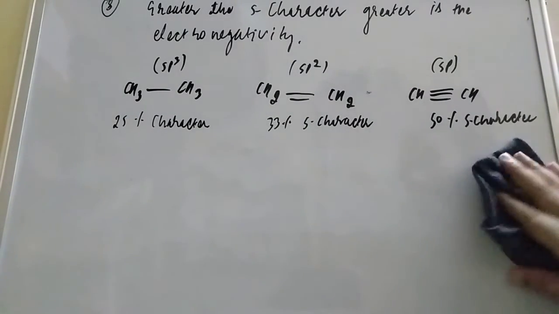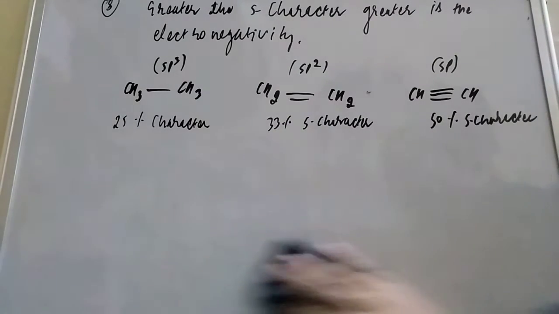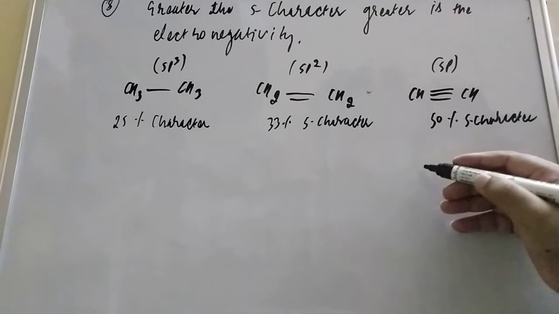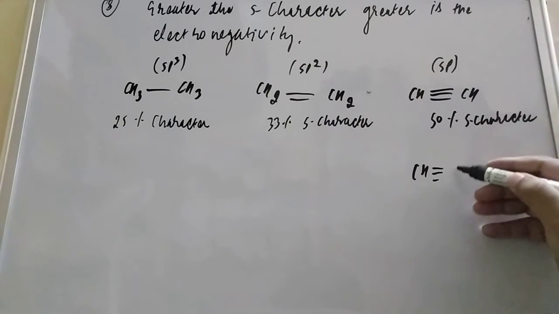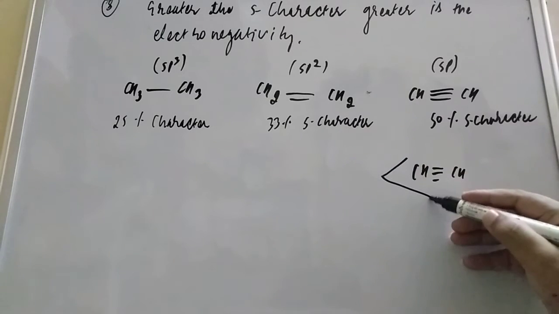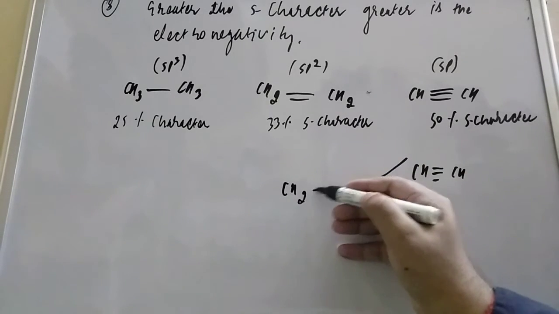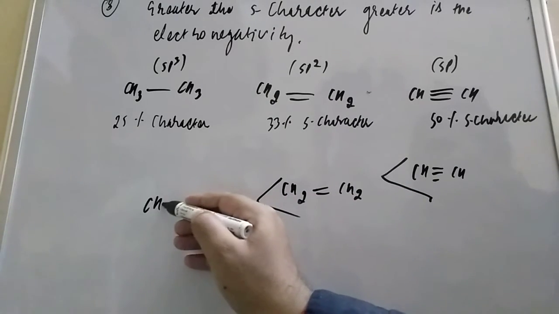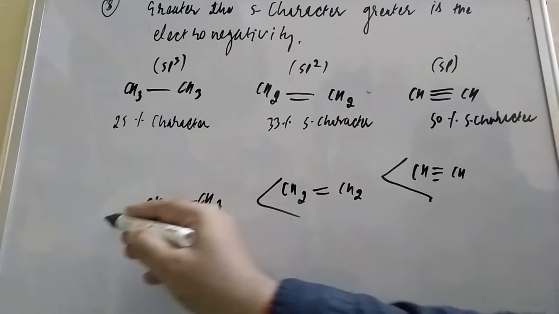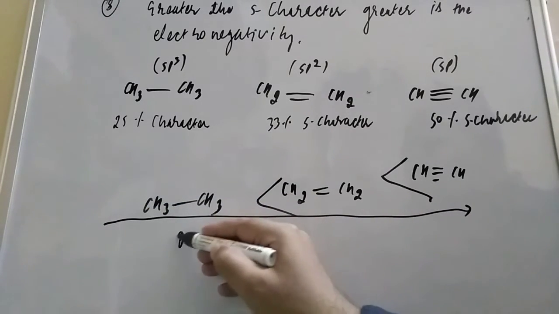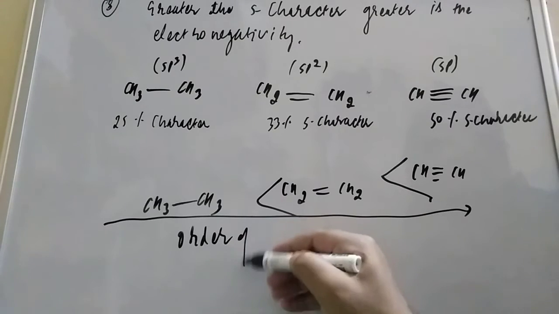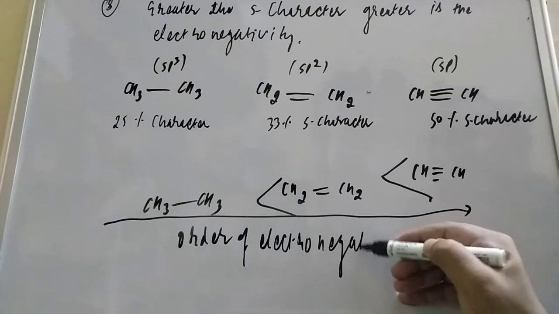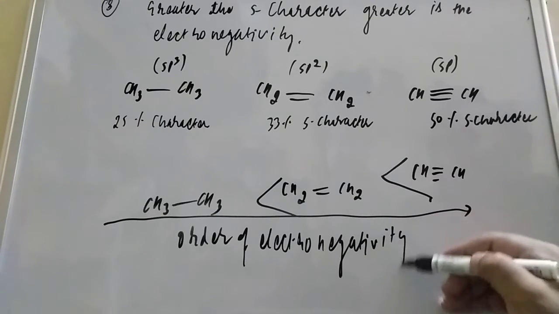If you talk about which one has the greater s character, the one with greater sp character is the most electronegative, and the least electronegative is ethane, CH3. This is the order of electronegativity.